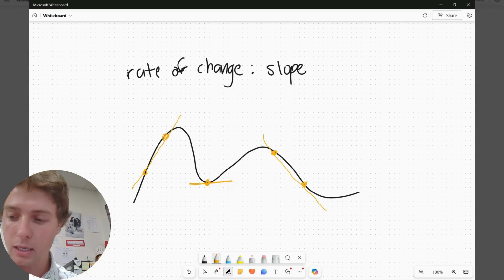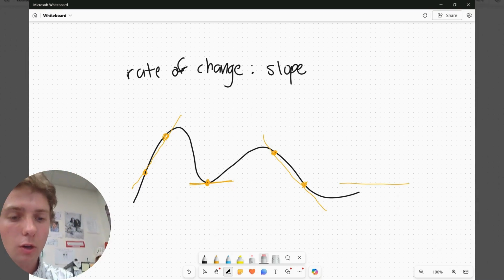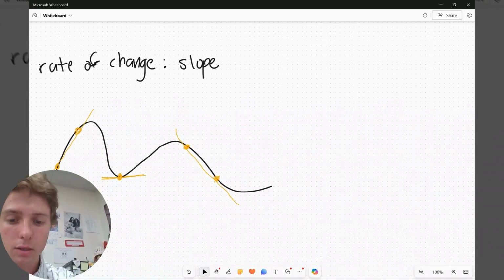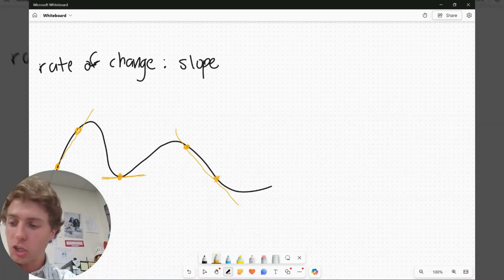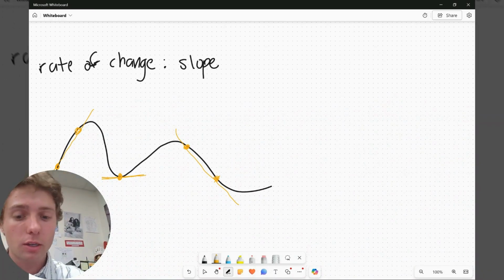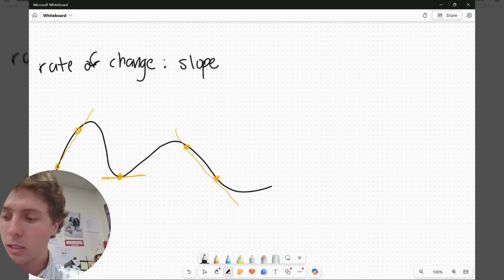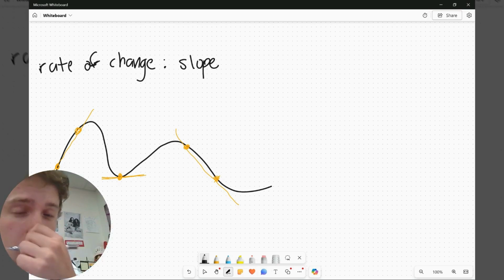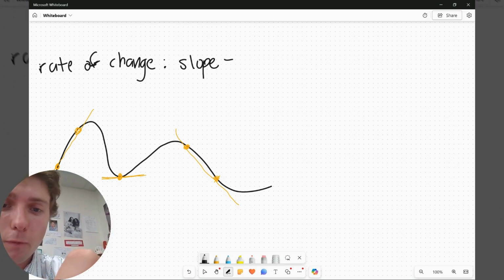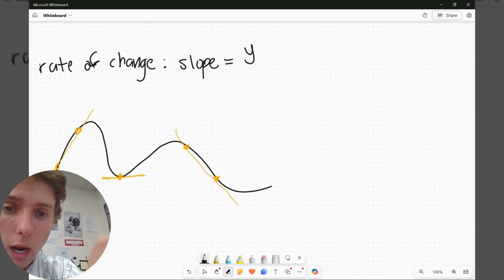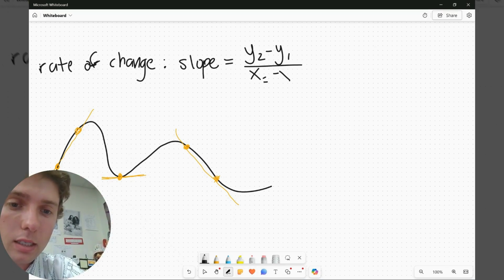Well, having this idea, what we want to be able to do is find rate of change in a variety of manners. One way that we want to find rate of change is given a function or given a graph. So one thing we talked about in our notes is just what is the rate of change formula. Well, let's start with the slope formula. Slope formula is just y2 minus y1 over x2 minus x1.